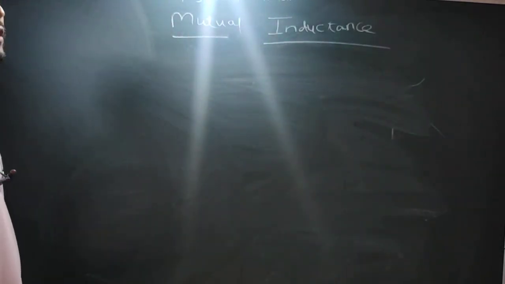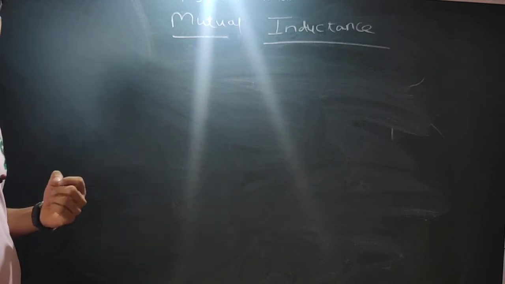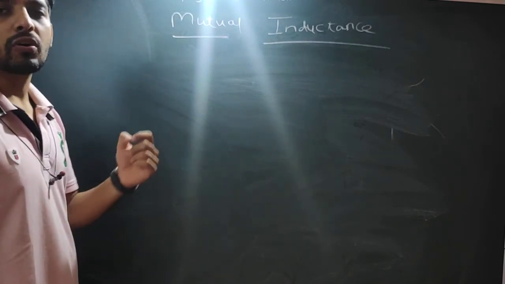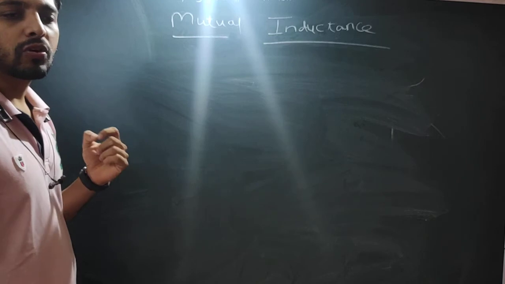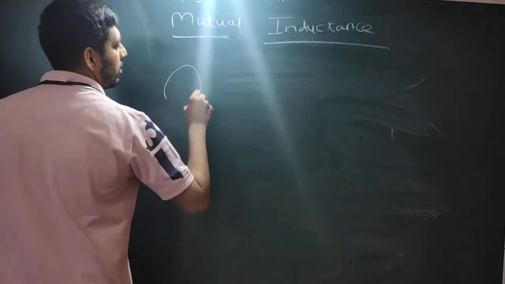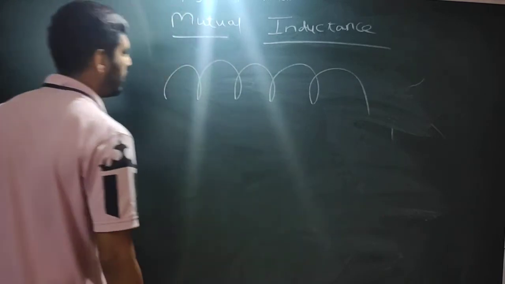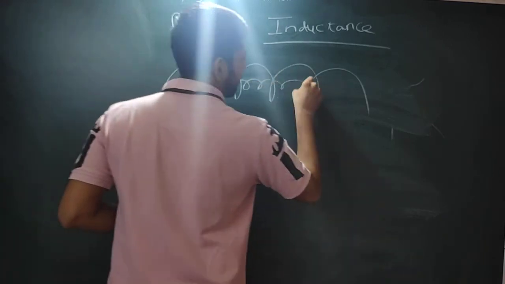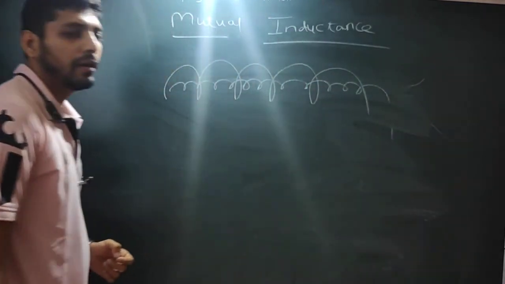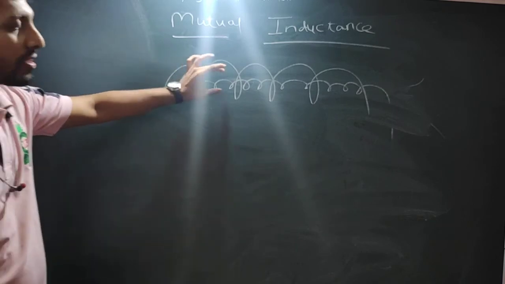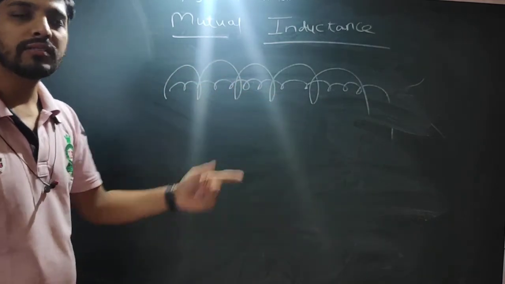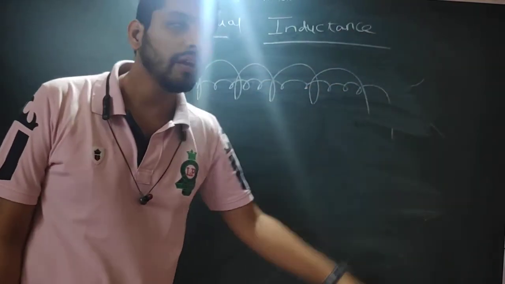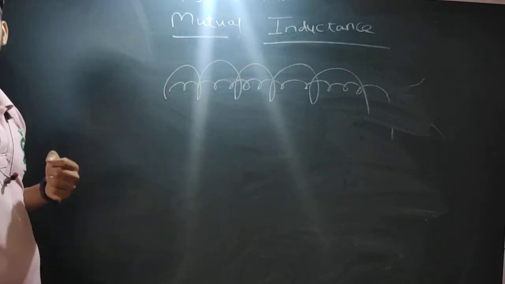Now we'll find the mutual inductance for two coils that are coaxial. What does coaxial mean? The axes of both the coils are the same. So suppose we have a bigger coil and in the center of that we have a smaller coil. The axes of both the coils are the same. We need to find the mutual inductance due to these two coils.